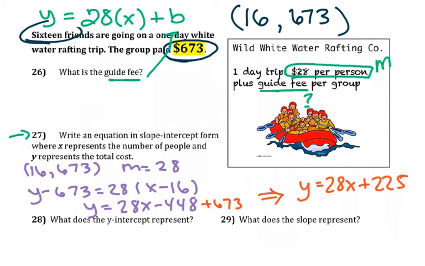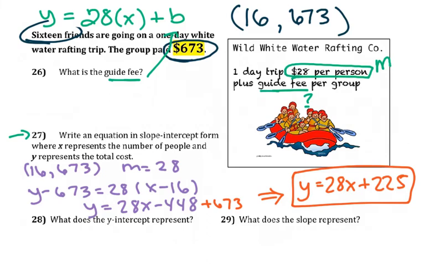So this is what I get when I simplify all of that. I distributed my 28, I added 673 to both sides, and I get this equation. So that answers number 27. There's my equation. So now the other questions just have to do with interpreting everything. So if you look at that equation, the 28, you know that that's per person. We've already figured that out.